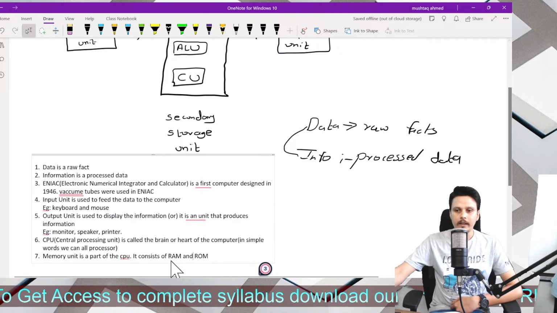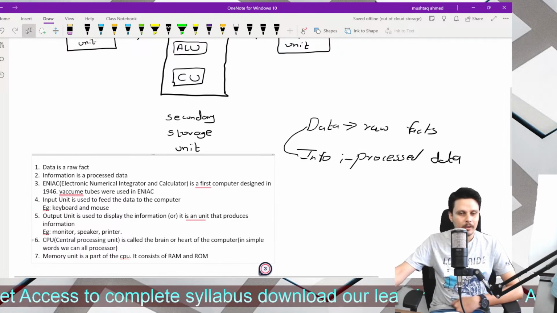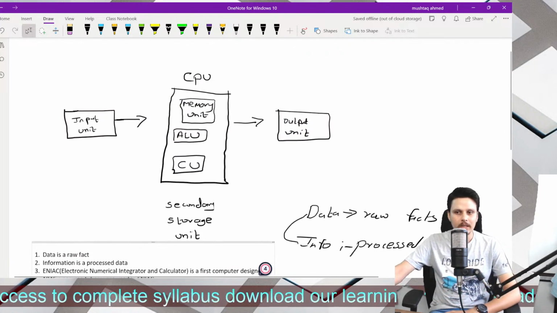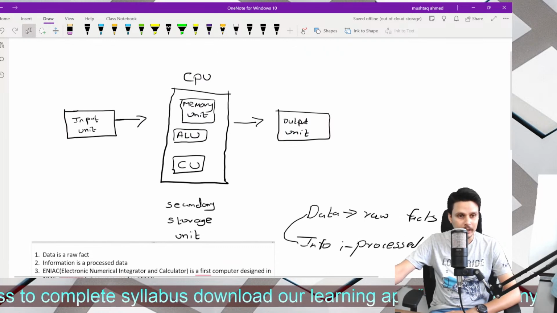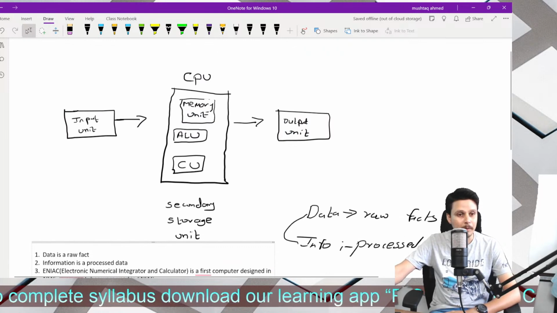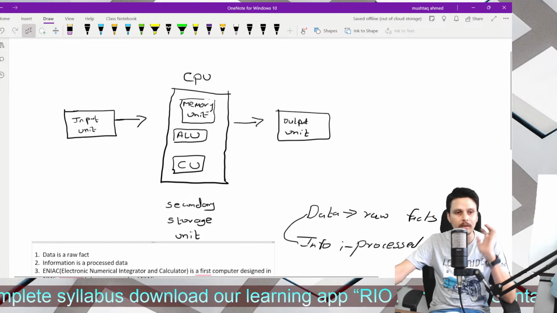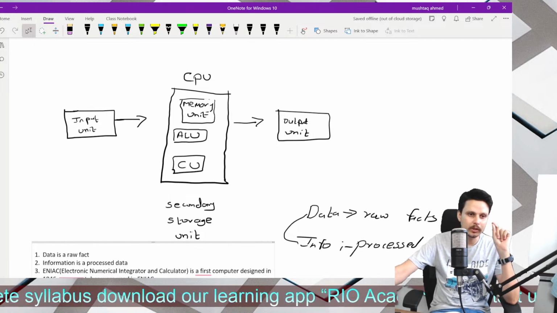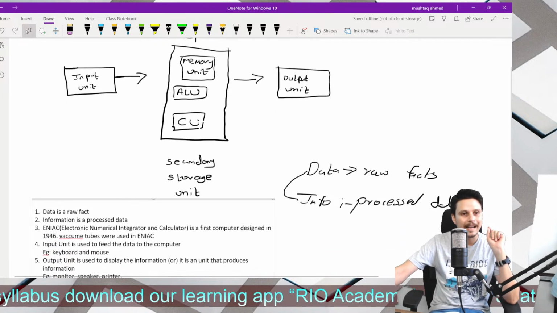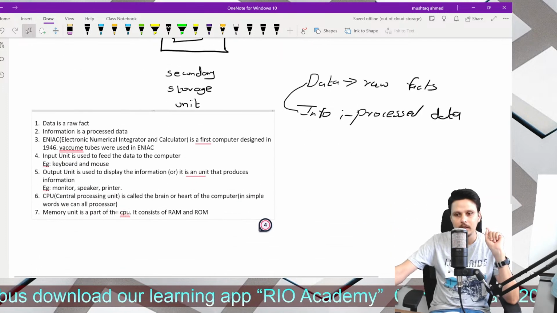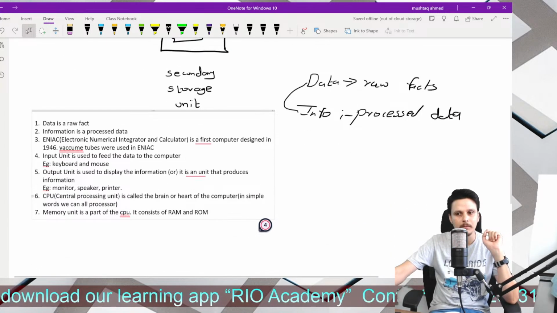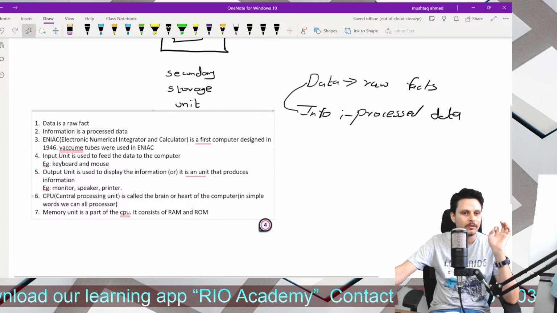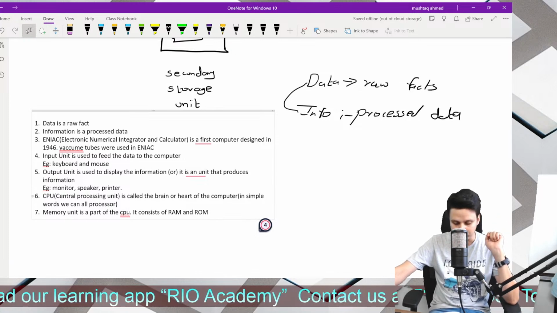These two are the storage devices. RAM and ROM are the storage devices which are located inside the memory unit. The name implies memory, which means it is used to store the data. If you want to store something, there should be RAM and ROM. Memory unit is a part of the CPU. It consists of RAM and ROM.